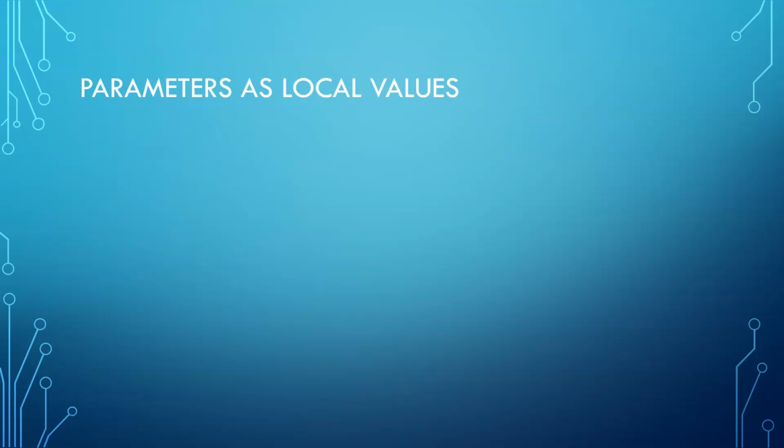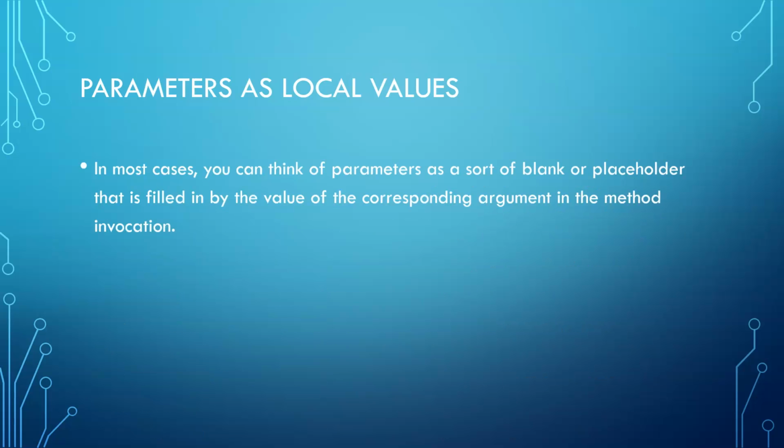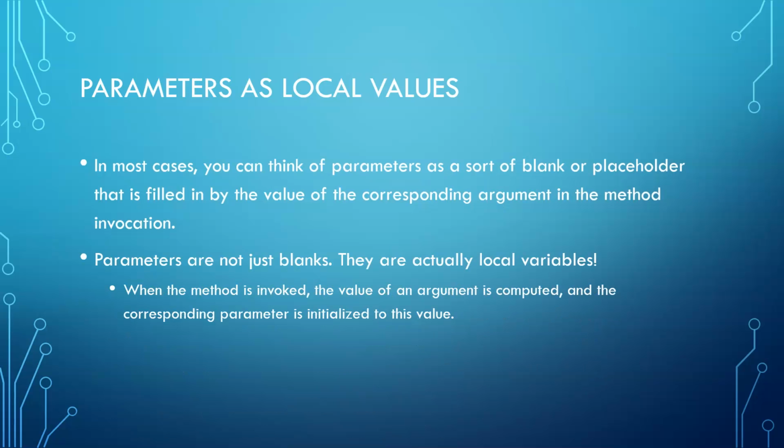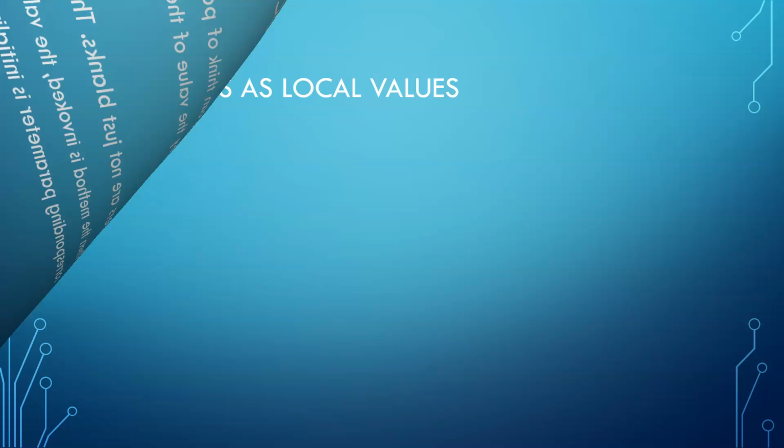All right, parameters as local variables. In most cases, you can think of parameters as sort of a blank or placeholder that's filled in by the value of the corresponding argument in the method invocation. We kind of already have talked about this. But remember, parameters are not just blanks. They're actually, if you want to get technical, local variables. They only exist within that method. So when the method is invoked, the value of an argument is computed, and the corresponding parameter is then initialized to that value.